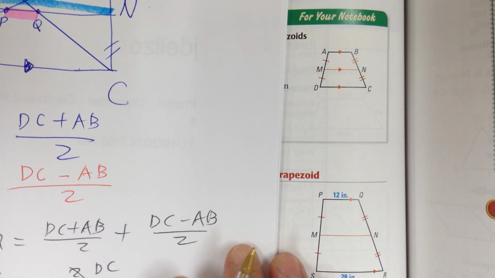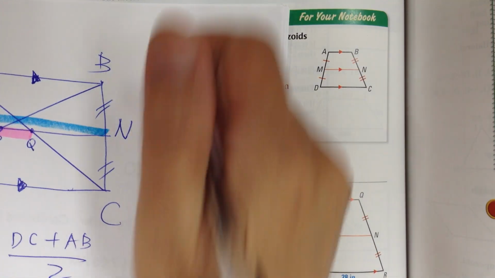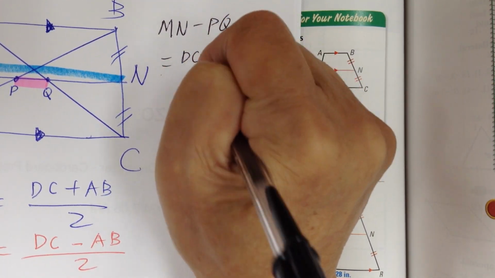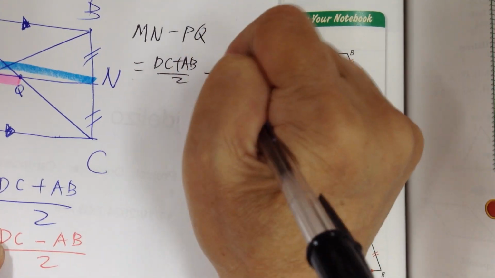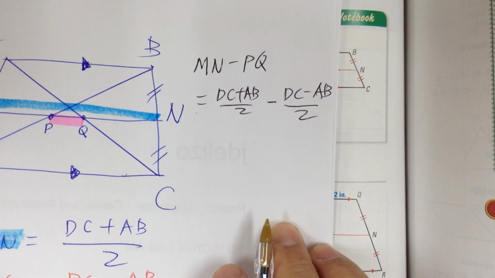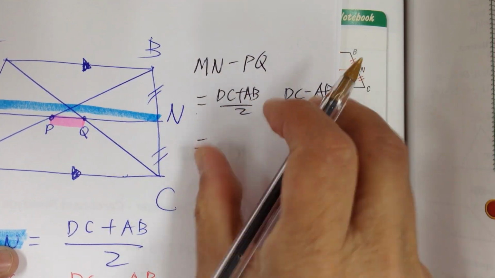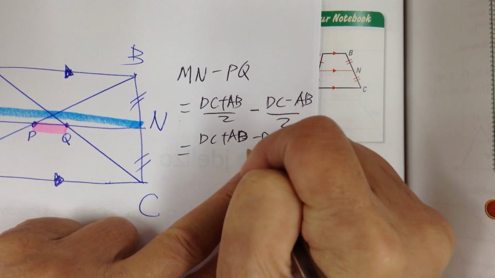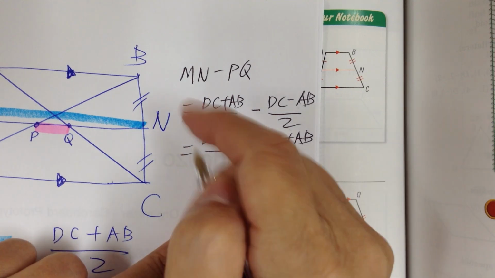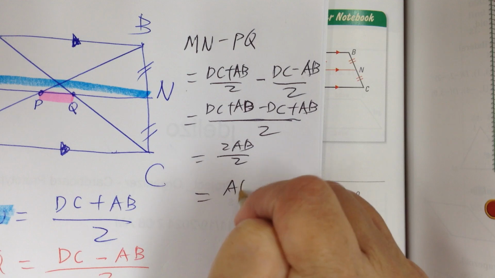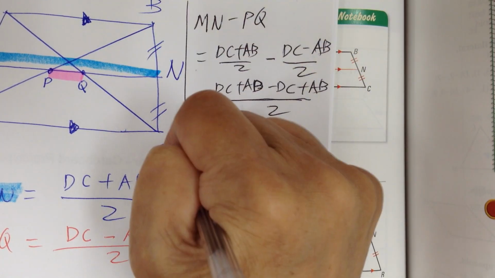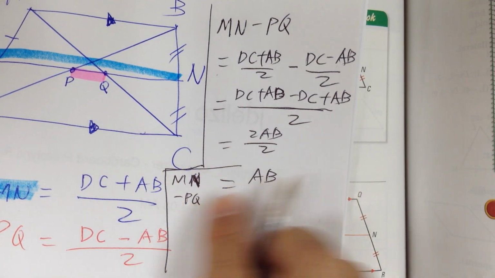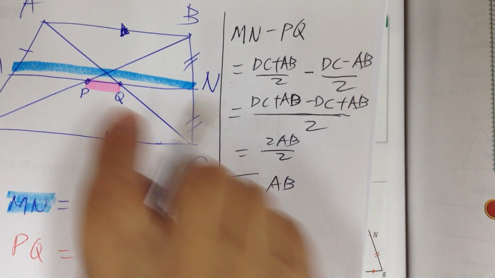Now what happens if you subtract? What happens if you use MN minus PQ? What will you get? Let's see. MN is DC plus AB over 2 minus PQ, which is DC minus AB over 2. You have to change the sign, so you get DC plus AB minus DC plus AB over 2. The DC will cancel out, so this is equal to 2AB over 2, which equals AB. Sorry, it's kind of messy all over the place. So MN minus PQ equals AB. Those are interesting facts.